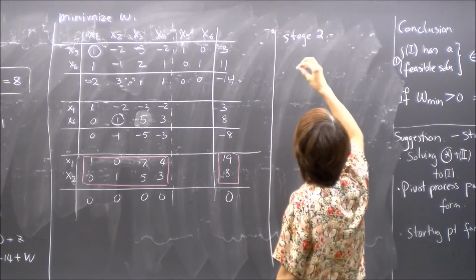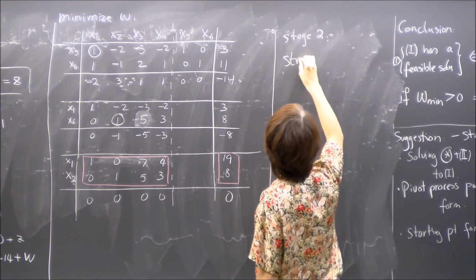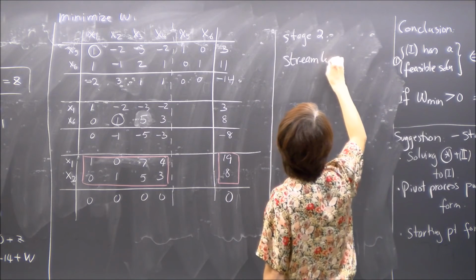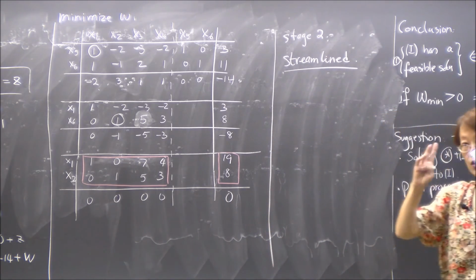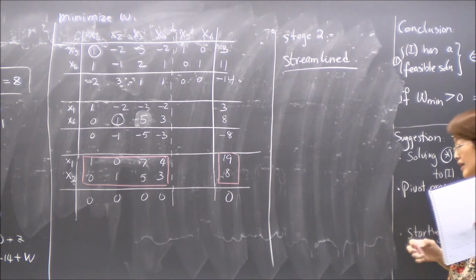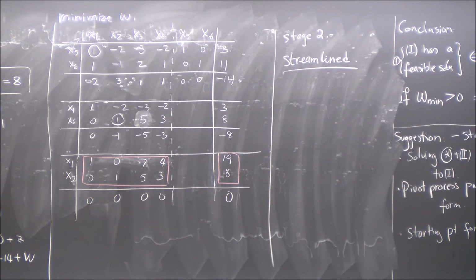So what I want to say is that the whole process actually could be very much streamlined, and I could put the whole thing in one tableau, right? So I'm going to show you how to do this using the LP assistant. This process of adding artificial variable is built in there.